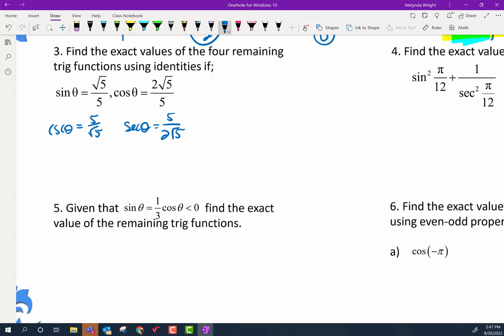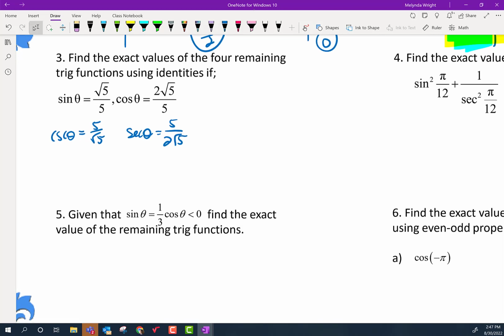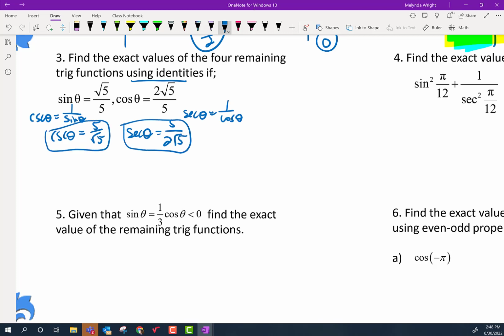Now, if we want to write the identity out, which they're really asking us to use, let's be more specific. So we can say that cosecant is 1 over sine. That's what we did, right? We flipped it upside down. And secant is 1 over cosine. That's the formal identity that we use to get those answers. So far we've got 2. We need 2 more.